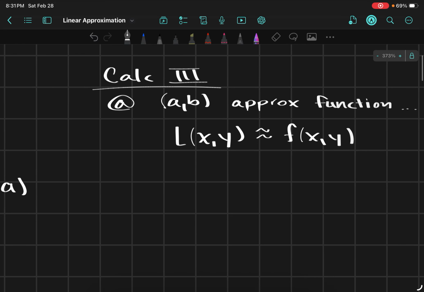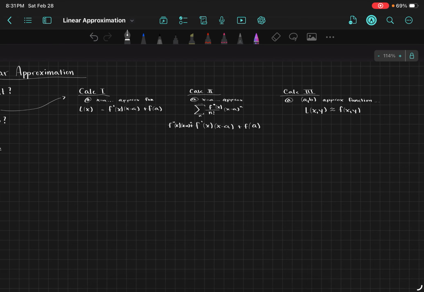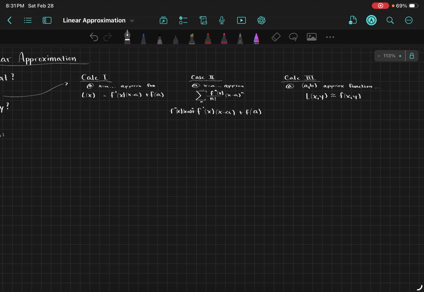Now, looking at the Calculus 3 picture, I'm not going to spoil it quite yet, but essentially what we're doing is approximating a function at some point a, b. Now we're doing it in multivariable, where our linear approximation roughly equals our function. So what's the big picture here? No matter what calculus you do it in, linear approximation is going to give you a pretty darn good approximation at some point near wherever you're taking your linear approximation of the function.